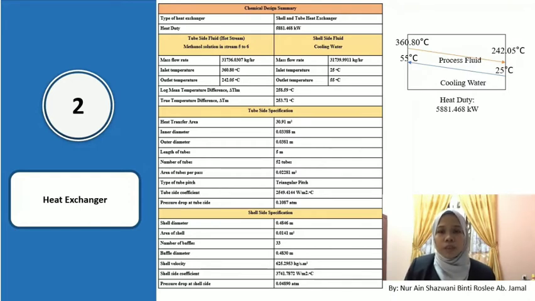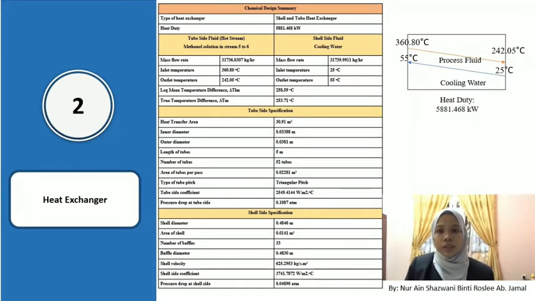Now I will proceed to another equipment, which is the heat exchanger. The main objective of designing the heat exchanger is to cool down the temperature from 360.8 degrees C to 242.05 degrees C. The product from the heat exchanger needs to be cooled down before entering a reactor. Cooling water has been used to cool down the temperature.